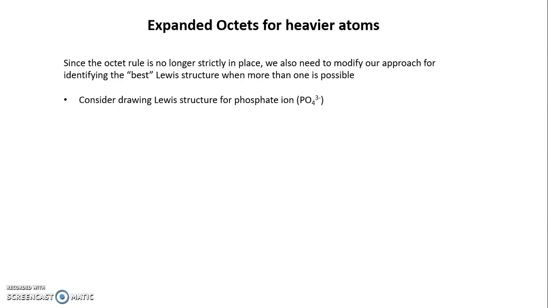So let's get right into an example and consider drawing the Lewis structure for the phosphate ion, PO4 3-. So real quickly, you should be able to identify phosphorus is the least electronegative atom.